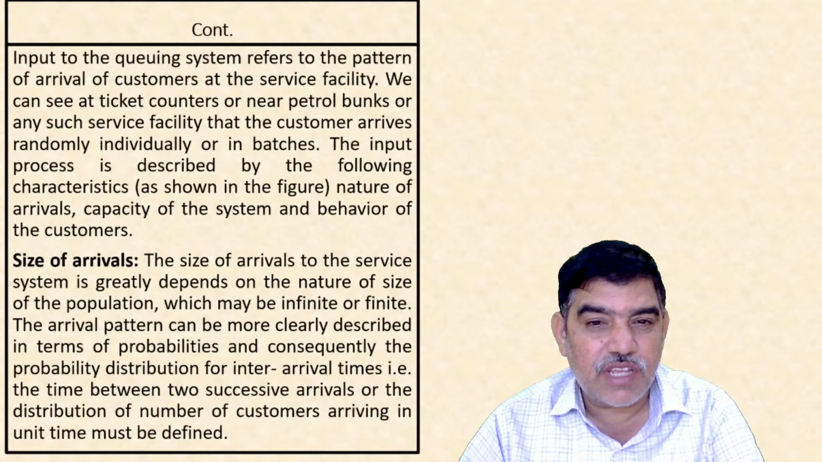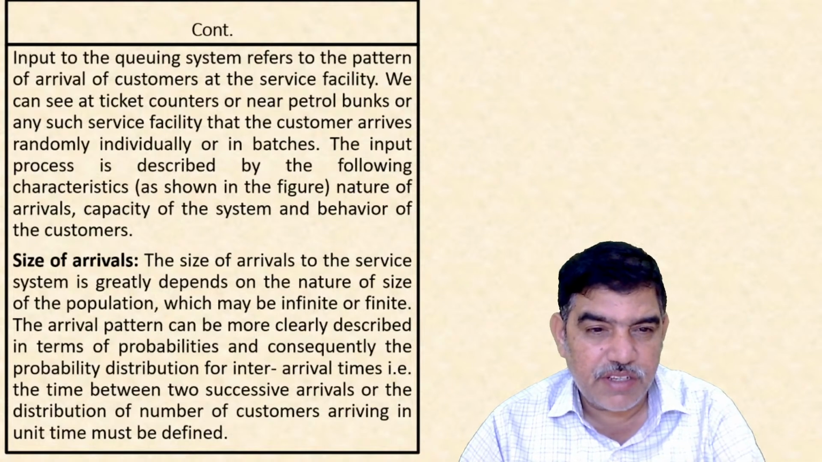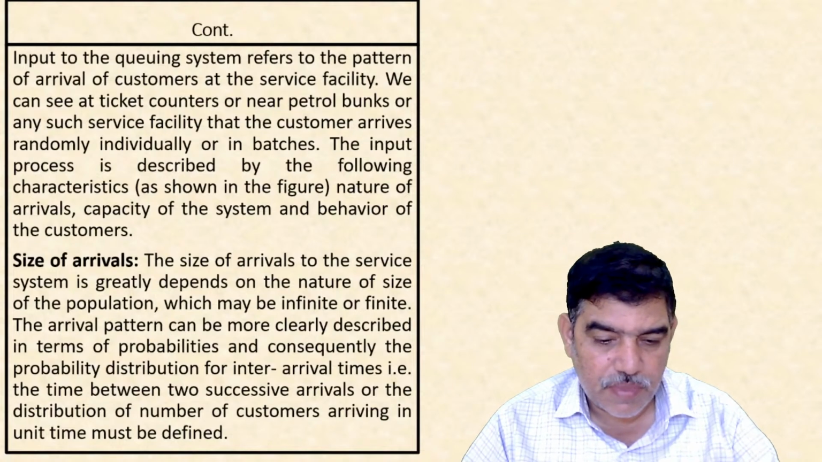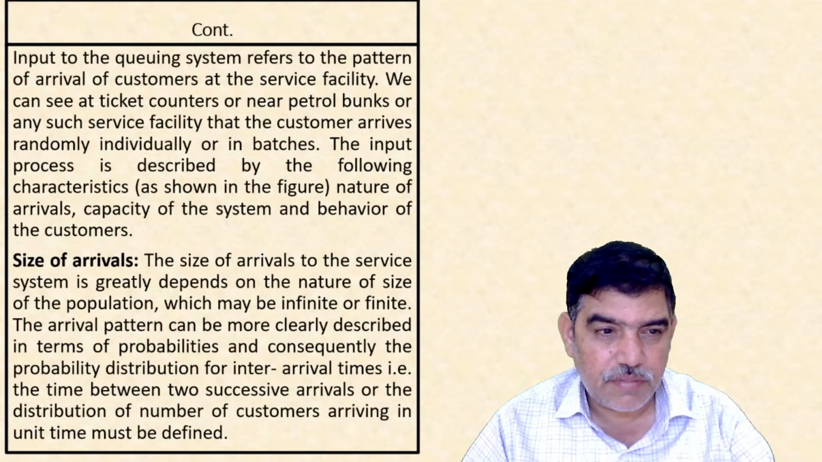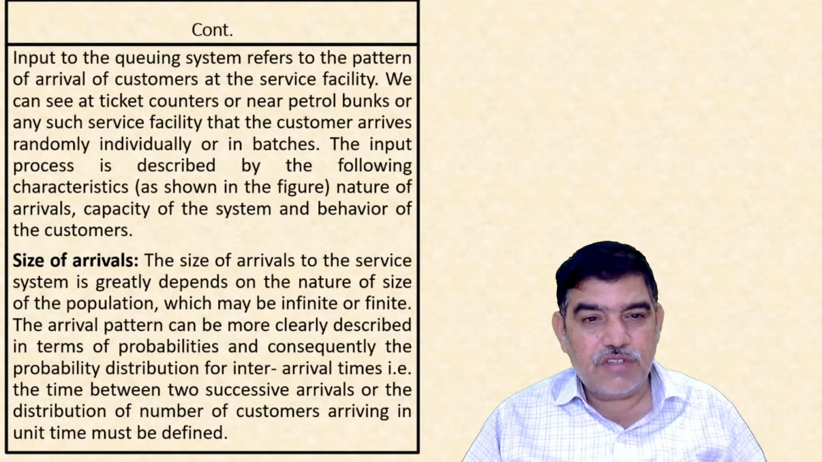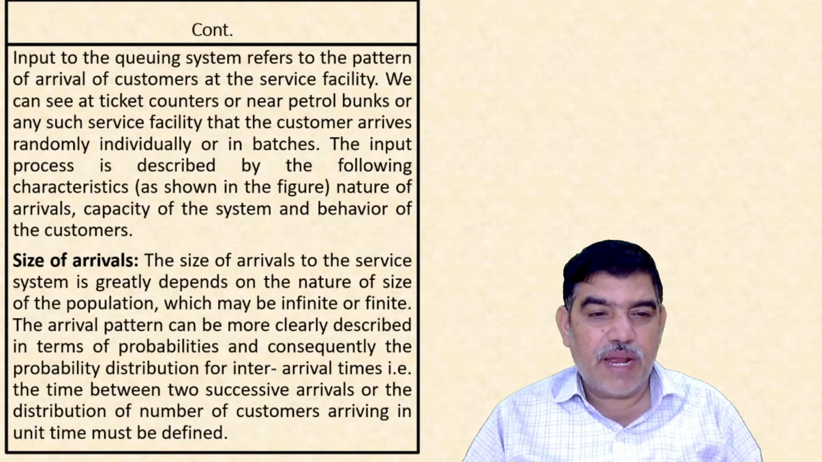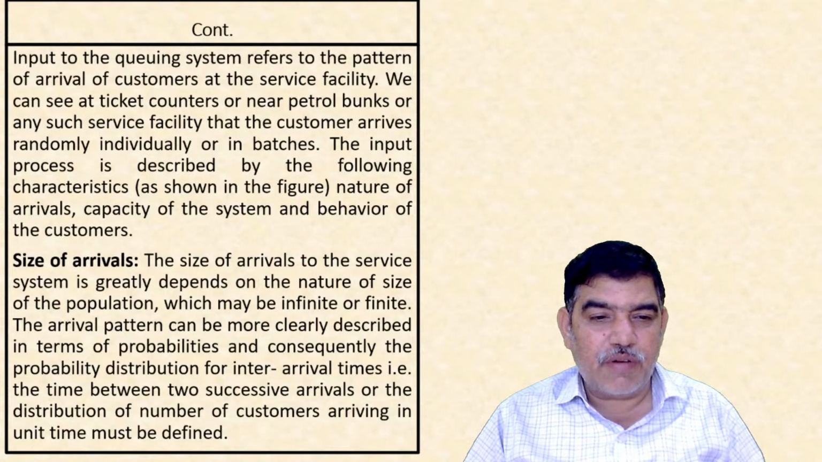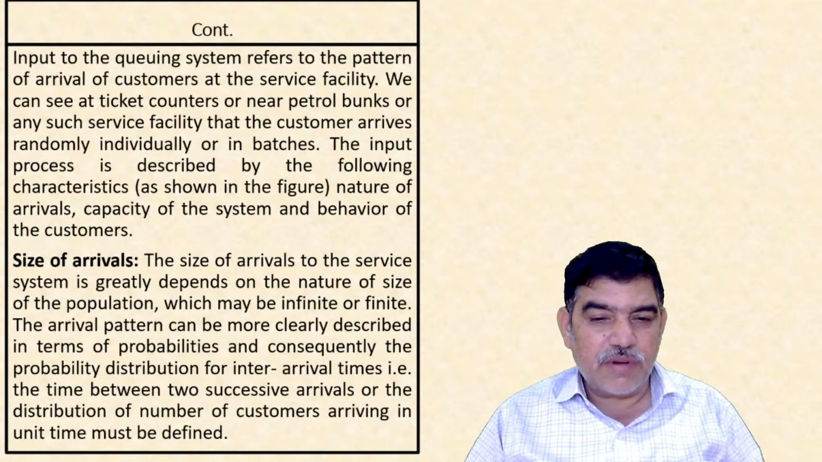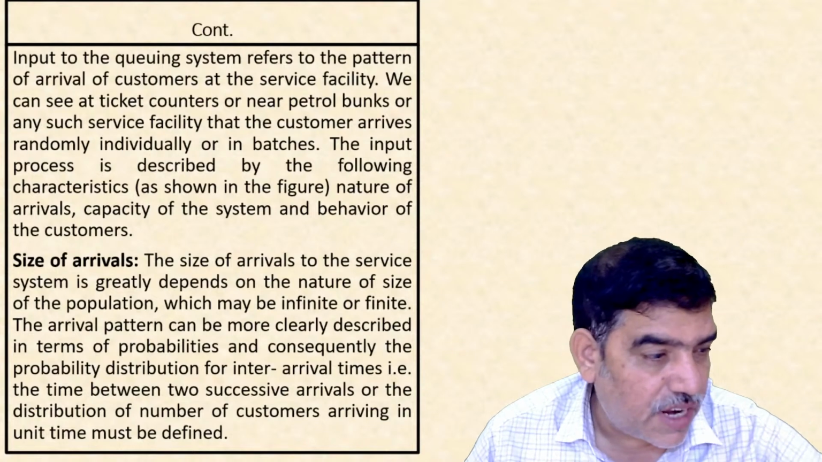The size of arrivals to the system generally depends on the size of the population, which may be infinite or finite. The arrival pattern can be more clearly described in terms of probabilities, and consequently the probability distribution for inter-arrival times, the time between two successive arrivals, or the distribution of the number of customers arriving in unit time must be defined.